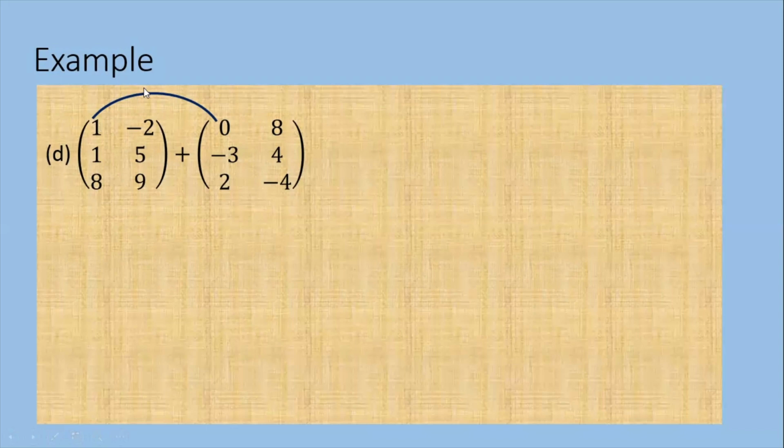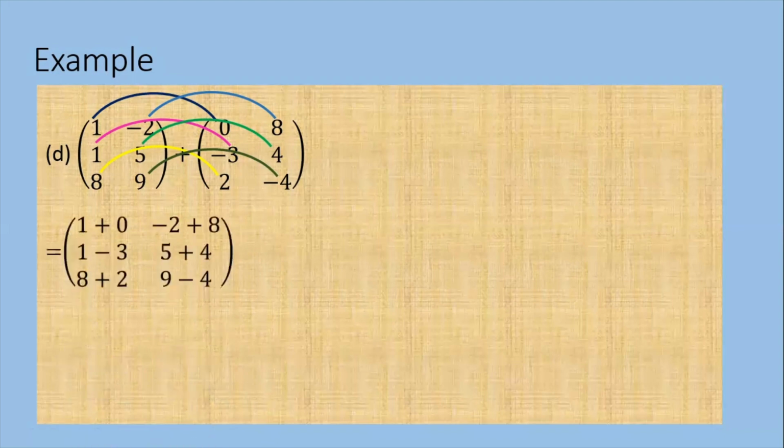1, the corresponding element will be 0. Minus 2, corresponding element will be 8. 1, the corresponding element will be minus 3. 5, that will be 4. 8, corresponding element 2. 9, corresponding element is minus 4. So we just need to add these elements.